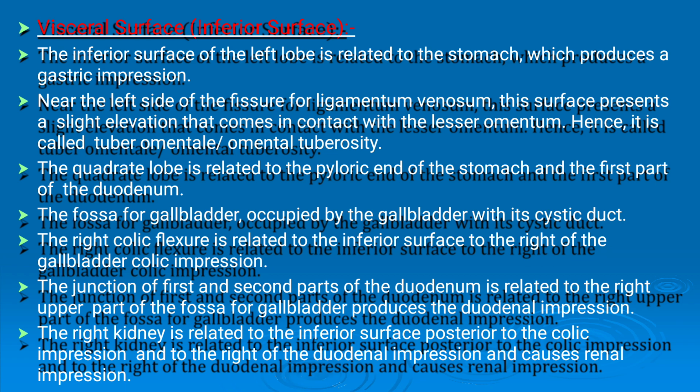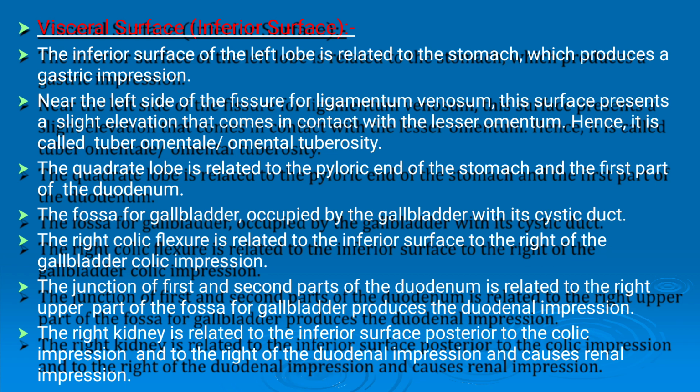Fossa of gallbladder occupied by the gallbladder with its cystic duct. The right colic plexus is related to the inferior surface of the right of the gallbladder colic impression. The junction of the first and second part of the duodenum related to the right upper part of the fossa for gallbladder produce the duodenal impression. The right kidney is related to the inferior surface posterior to the colic impression and to the right of the duodenal impression and cause renal impression.